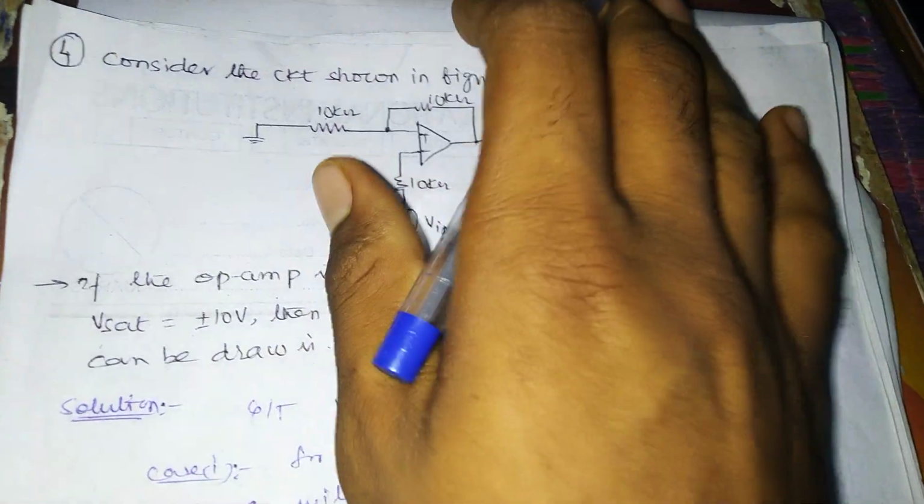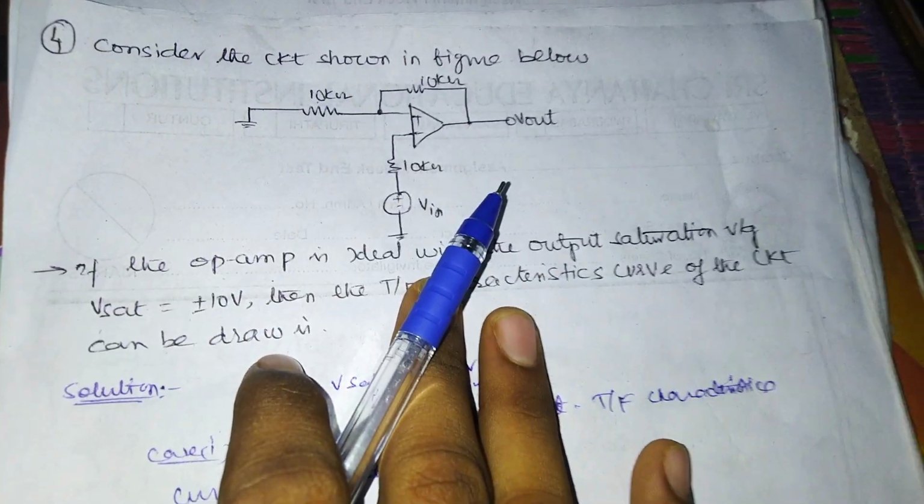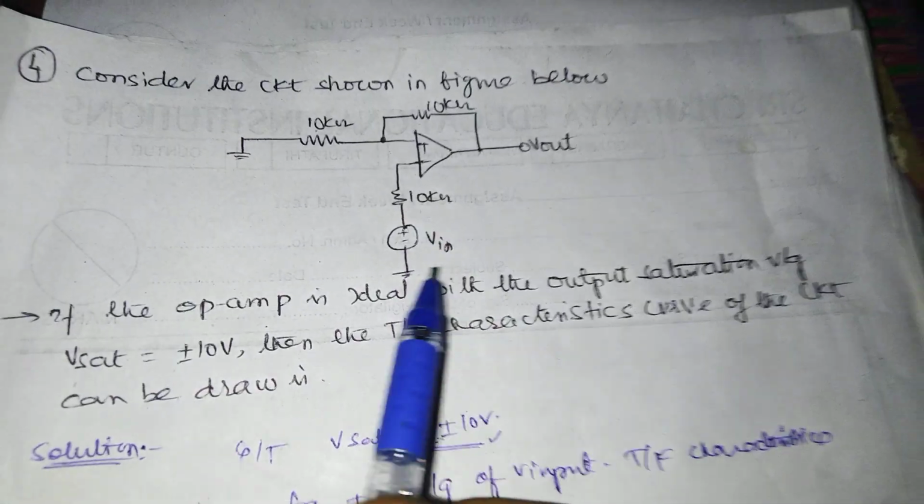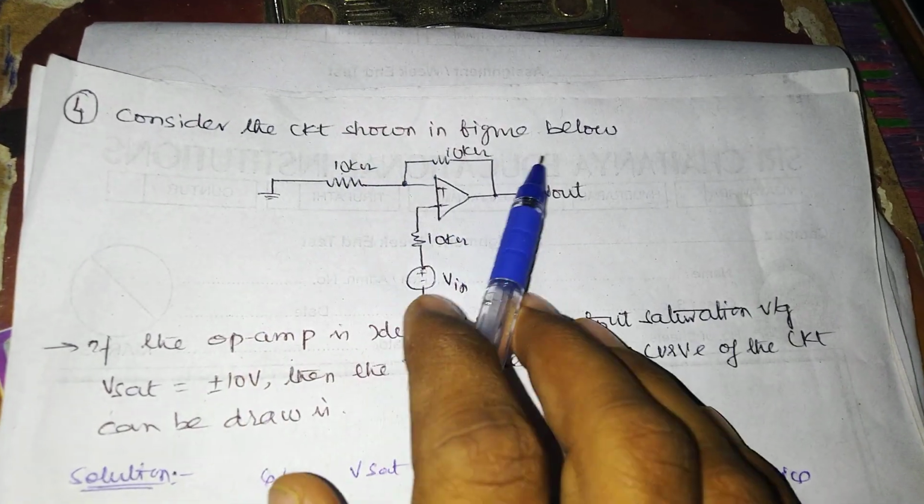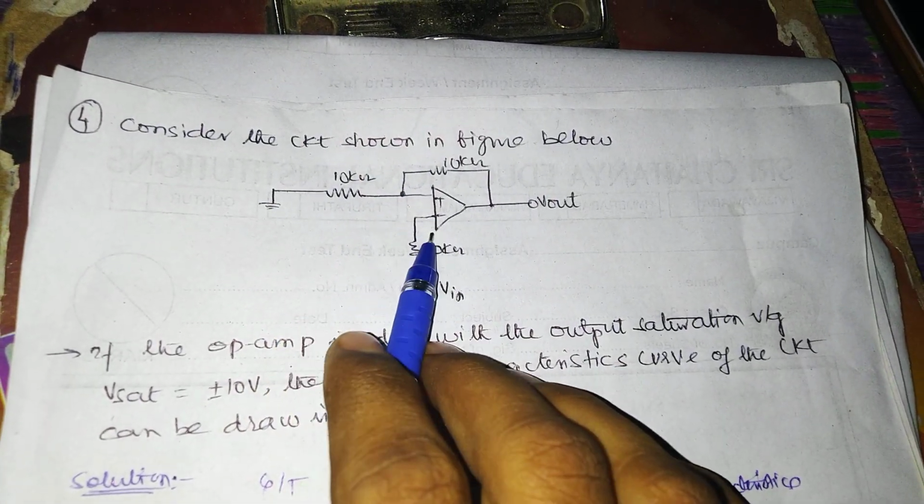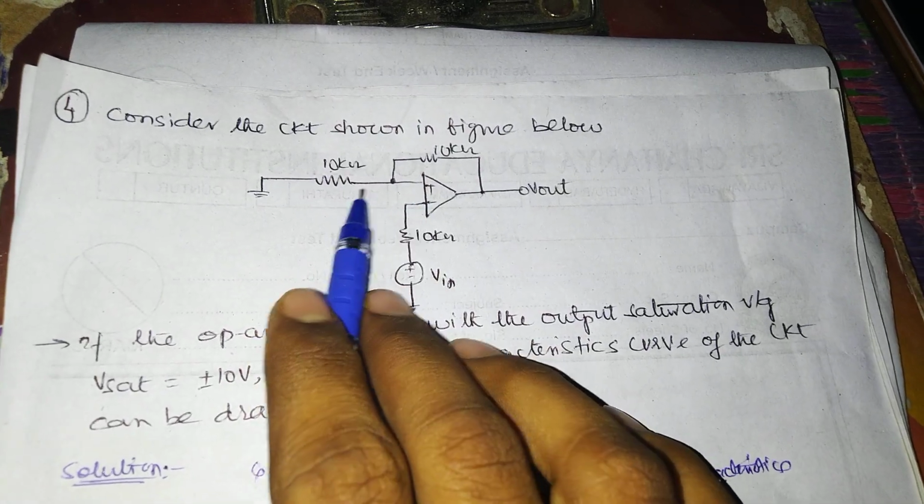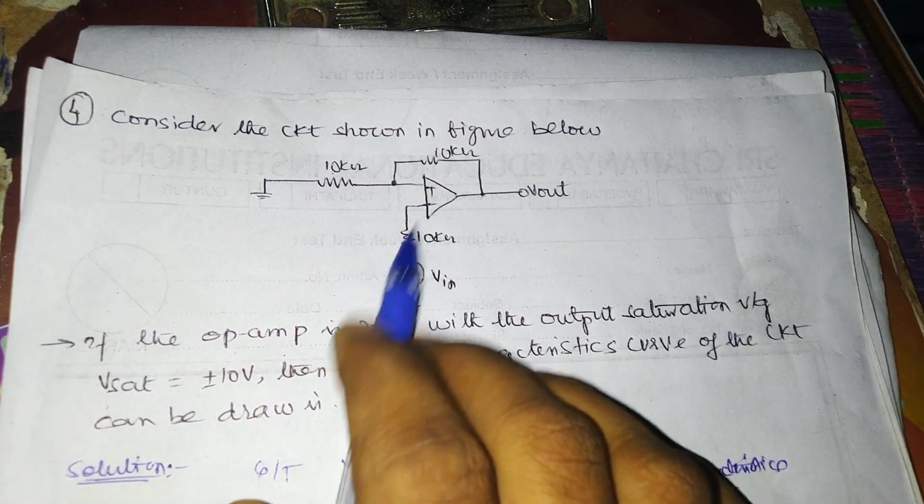Continuing from the previous one, we do some more previous year GATE and ESE questions. For that, the question was: consider the circuit shown in the figure below. It is an inverting op-amp. All our feedback and input resistances are equal, 10 kilo ohms.